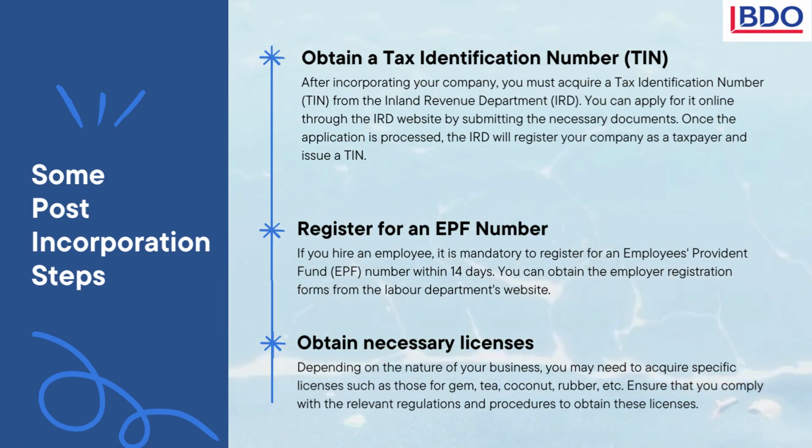Register for an EPF number. If you recruit an employee, it is mandatory to register for an employee's provident fund number or an EPF number within 14 days of recruitment of the first employee. You can obtain the employee registration forms from the Labor Department's website. Obtain necessary licenses. Depending on the nature of your business, you may need to acquire specific licenses such as those for gem, tea, coconut, rubber, etc. Ensure that you comply with the relevant regulations and procedures to obtain these licenses.